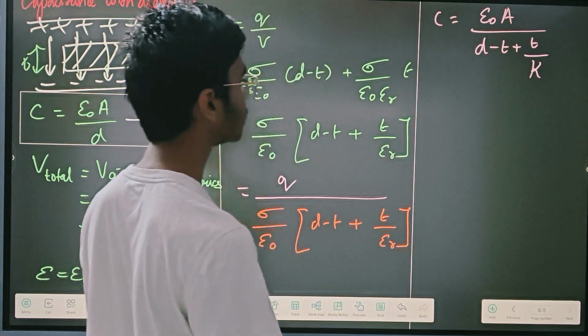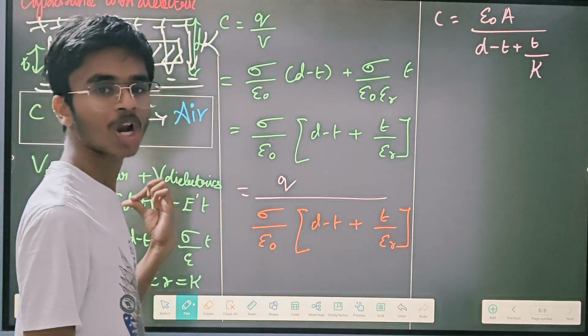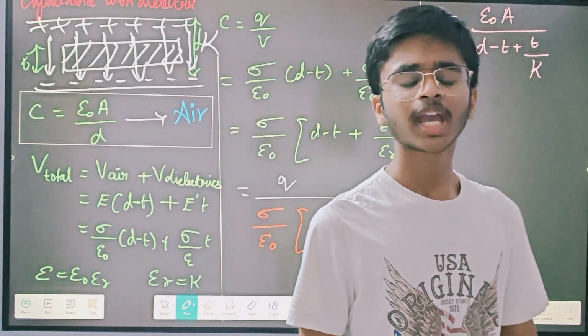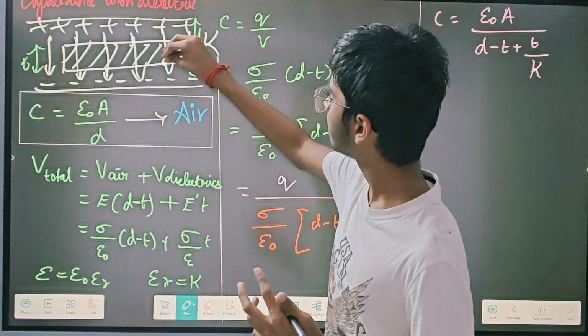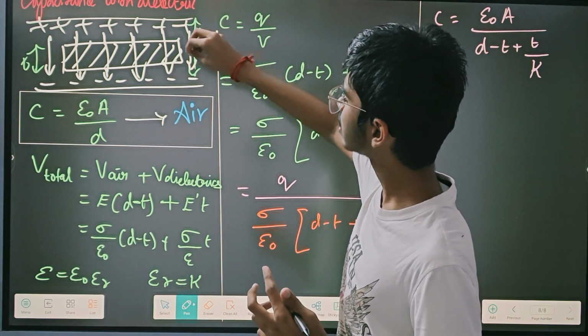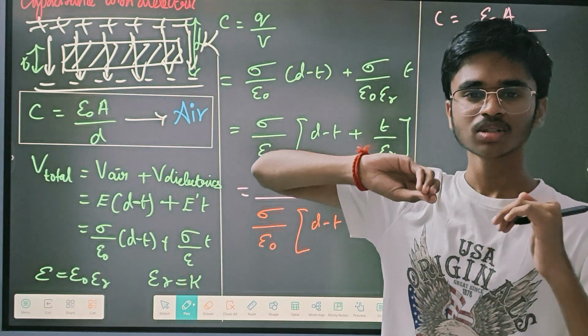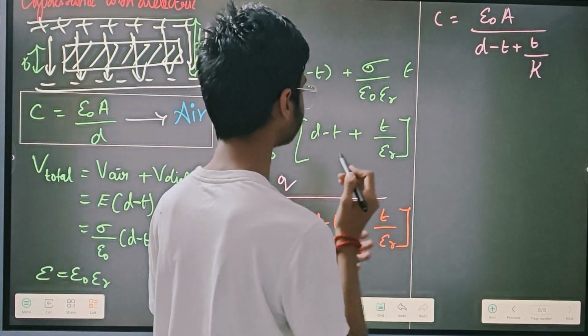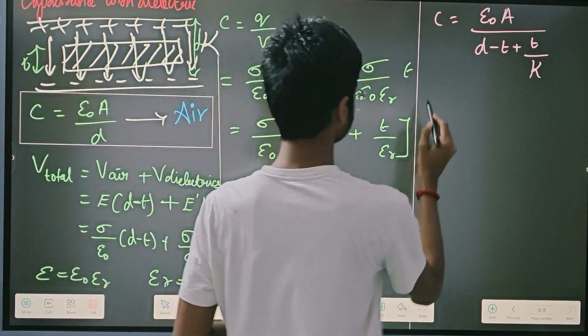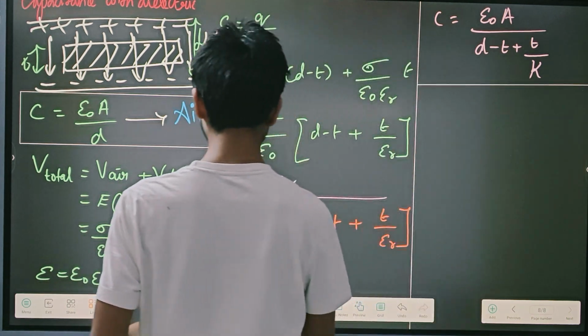When only air is present, then you can use this formula, which is epsilon naught A divided by d. Now what can we do if this total capacitor is immersed? That means there is no air at all, only dielectric is present. In that case, what you have to do is, only dielectric is there.